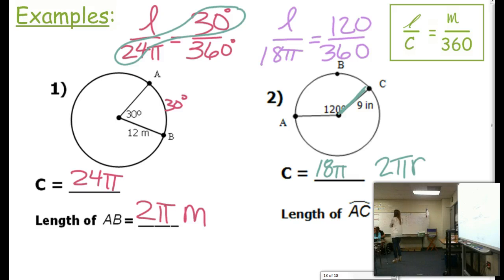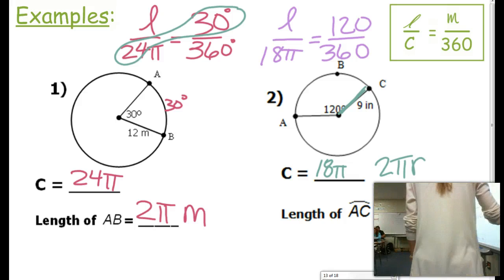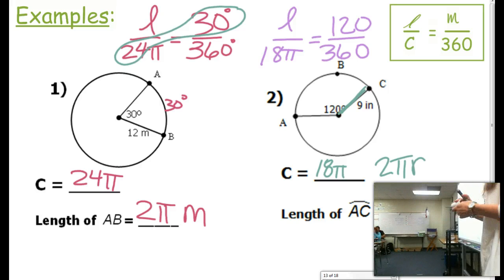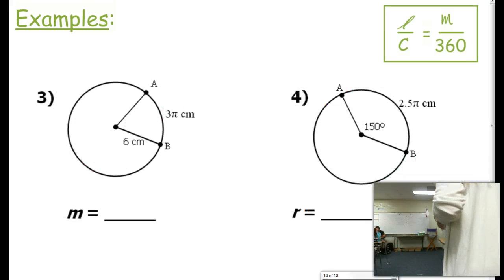All right, cross multiply. 18 times 120 divided by 360. Final answer, everybody. 6 pi inches. Cross multiply. That's what we're doing today. Cross multiplying, as long as you put the stuff in the right spot.